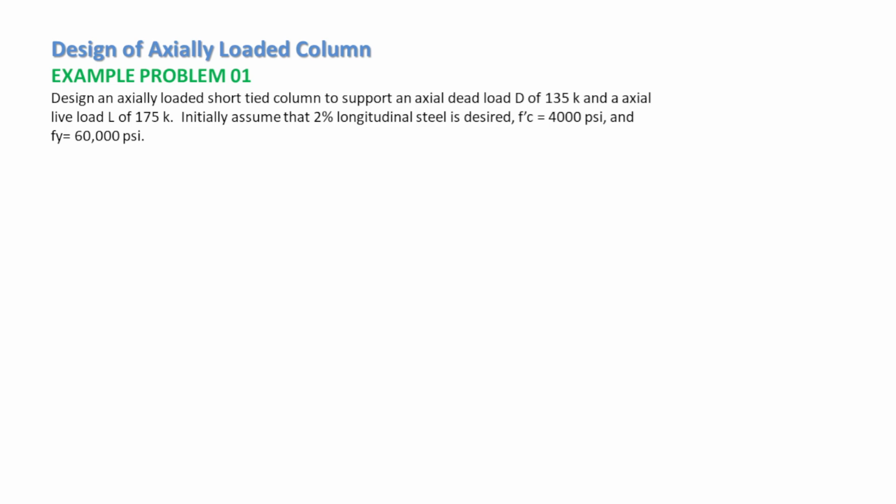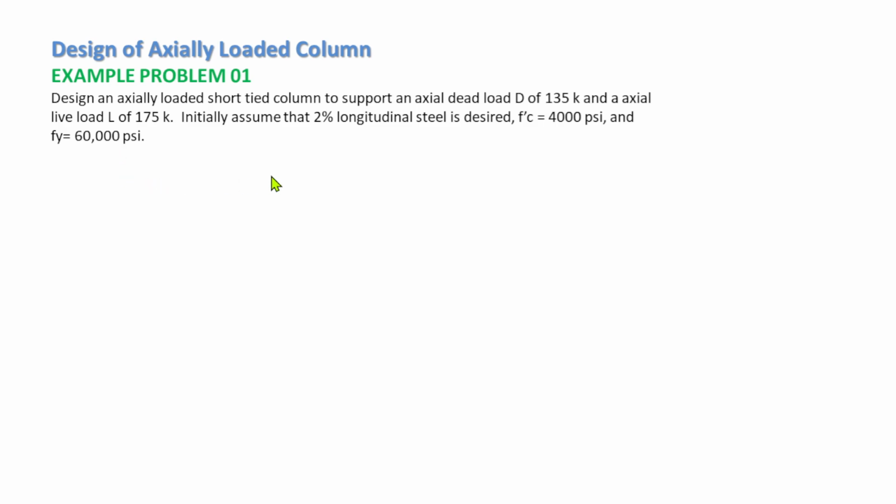In today's video, we will be working through another example problem regarding the design of axially loaded columns. So the problem is: design an axially loaded short tied column to support an axial dead load D of 135 kips and an axial live load L of 175 kips. Initially assume that 2% longitudinal steel is desired, and we are given a concrete strength of 4,000 psi and a steel strength of 60,000 psi.